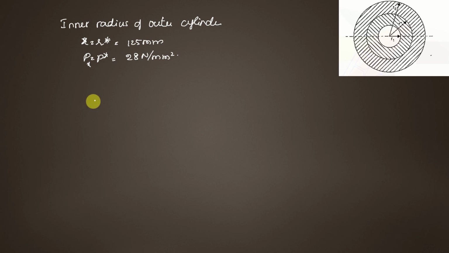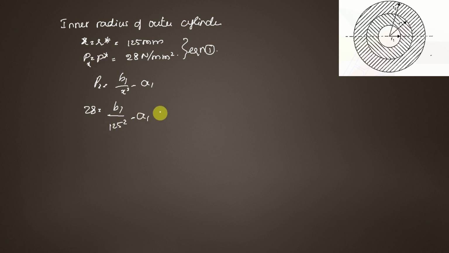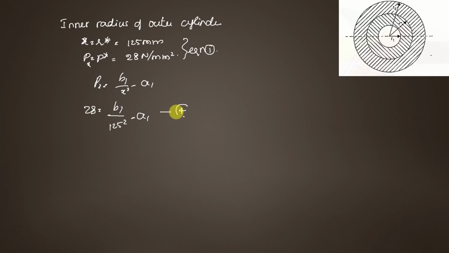Let us now substitute in equation 1. Px is equal to B1 by X square minus A1. In place of that I will substitute: 28 is equal to B1 by 125 square minus A1. Take it as equation number 4. So we have to remember these two equations. Let us leave them and again find out for the inner cylinder.